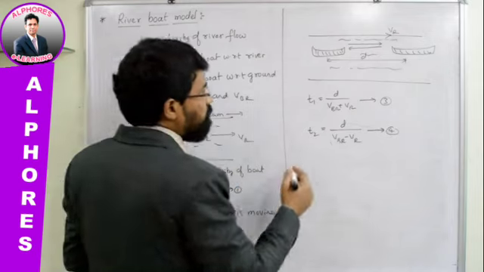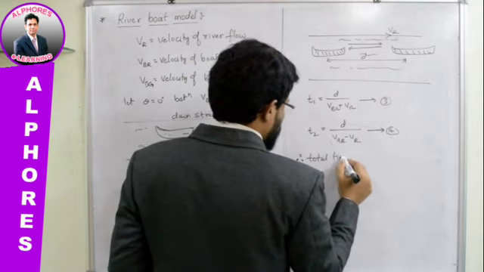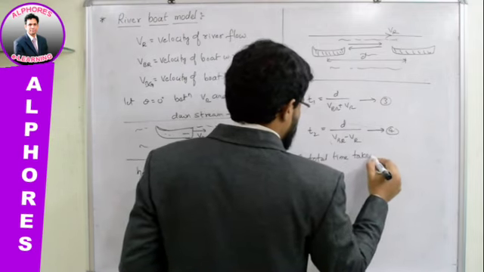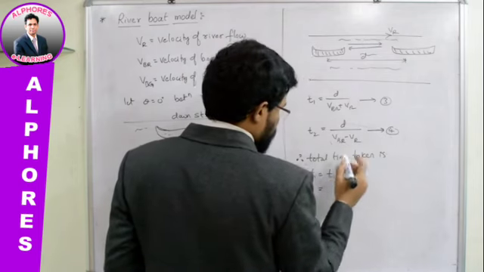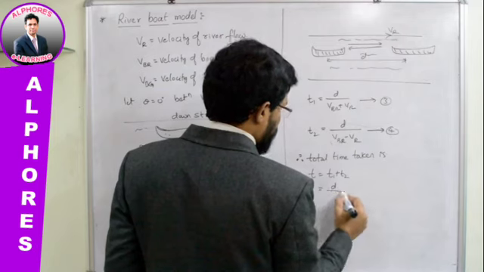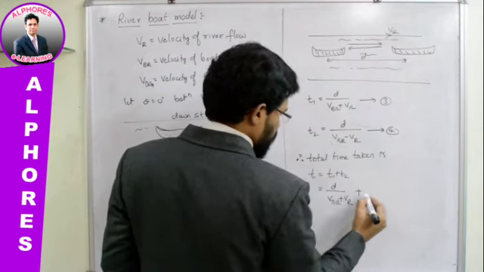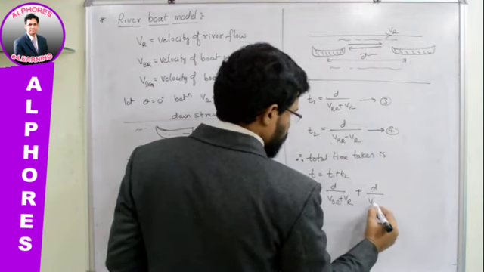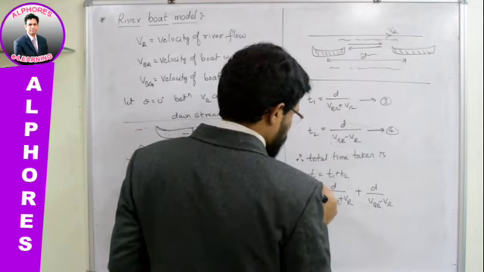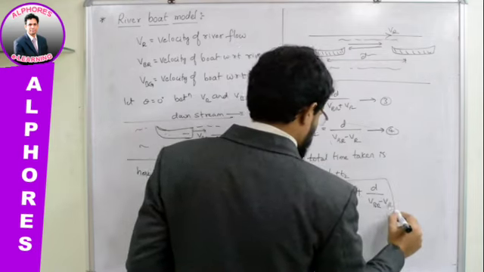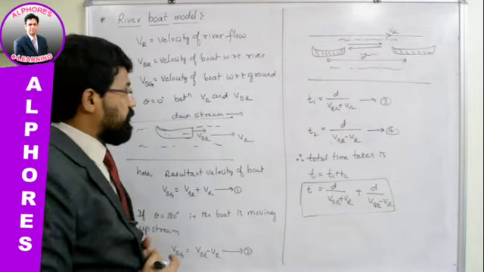Okay, so the total time taken for this journey, therefore, is t equal to t1 plus t2. What is t1? It's d by VBR plus VR, plus d by VBR minus VR, the time taken for the upstream journey. So that's how you can talk about the total time taken. Okay. So this is one possible case.